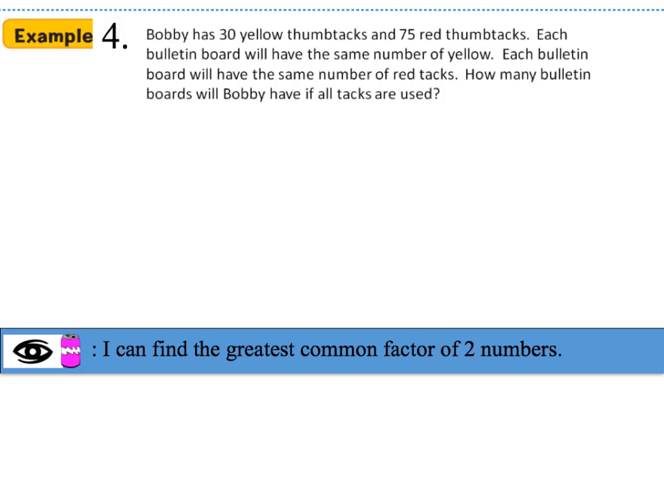For example 4, it says Bobby has 30 yellow thumbtacks and 75 red thumbtacks. Each bulletin board will have the same number of red thumbtacks. How many bulletin boards will Bobby have if all the tacks are used?